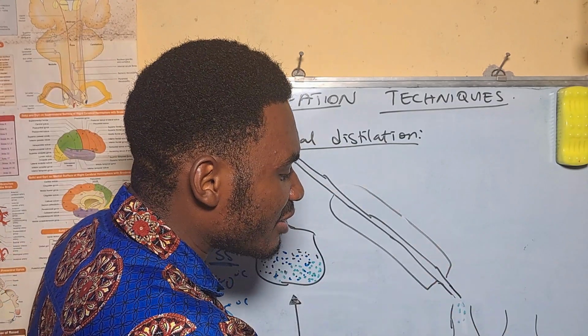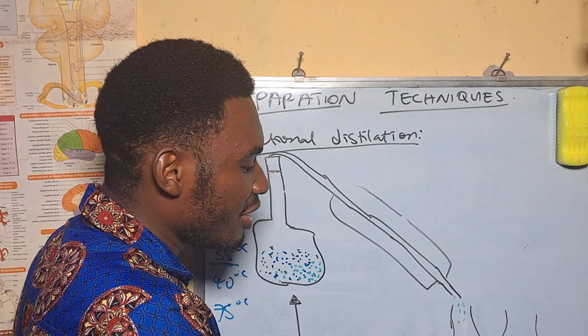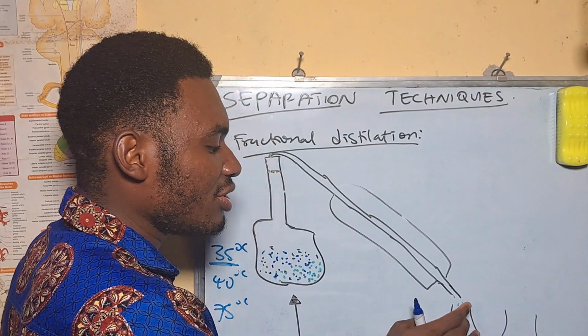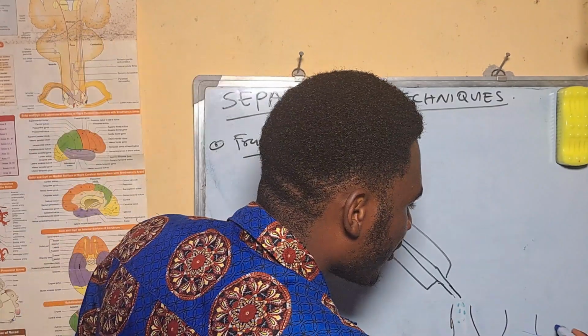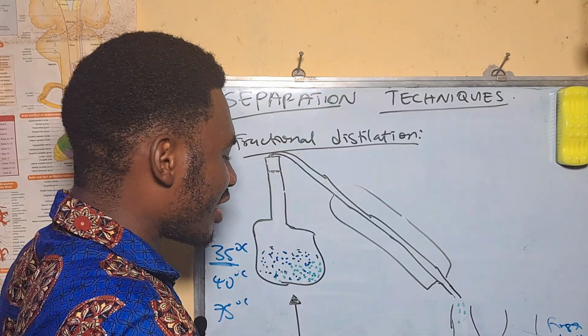As you can see here, this first beaker must have a lower boiling temperature than this one now. So this is the first distillate, and this is the second distillate.